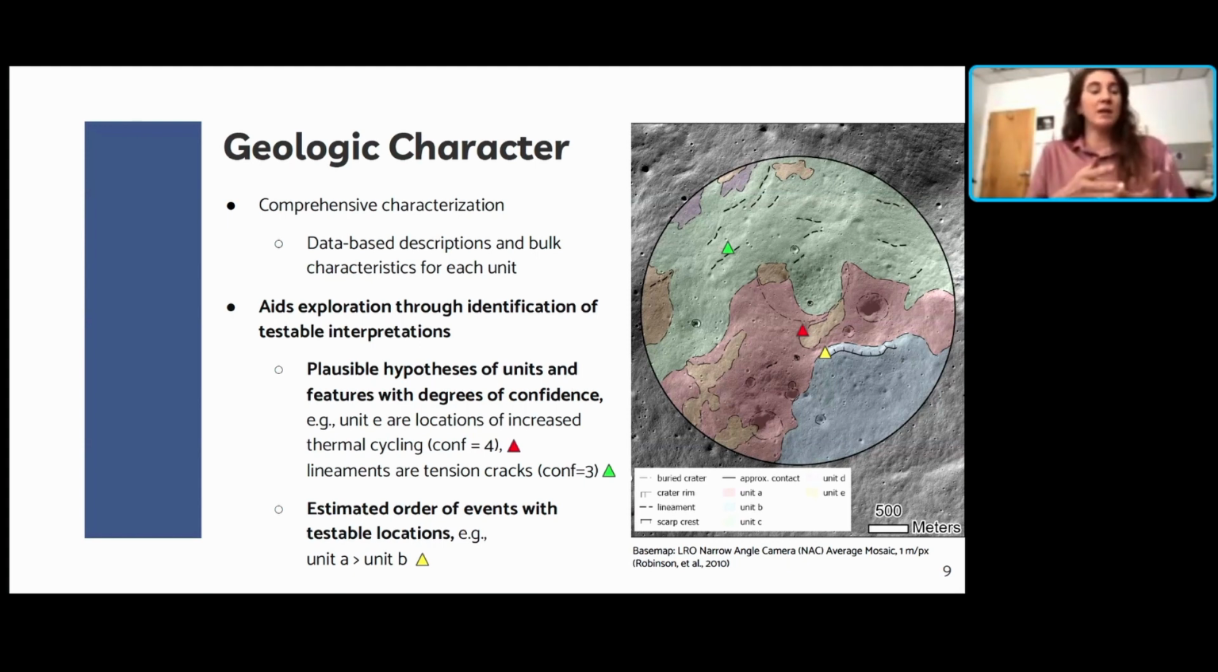So that might take more time because we're truly discovering things. Similarly, you want to have a testable order of events for the area so that you know where to go, like the yellow triangle, to test which unit is older or younger. And this throws back to Kelsey's talk about the geochronology of the study site and how all of this information is inherently in those traditional geologic maps that we make, but not explicit. And this is making it explicit to aid exploration. Next slide, please.